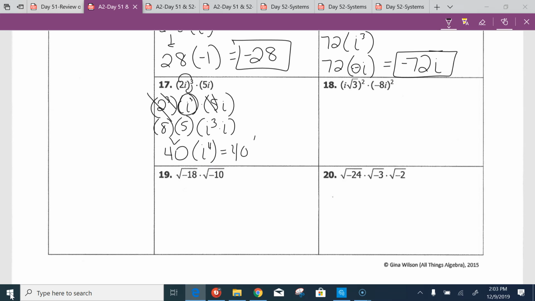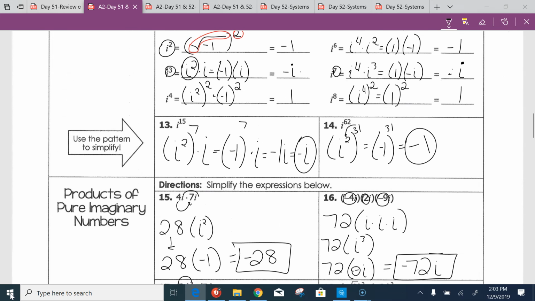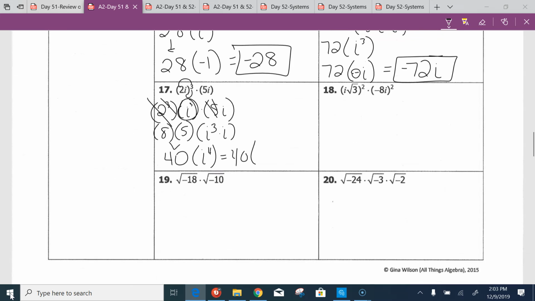So 40, and then I use my chart above. What is i to the fourth power? i to the fourth power is +1. So 40 times +1 equals just 40.